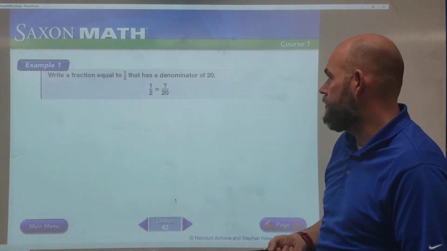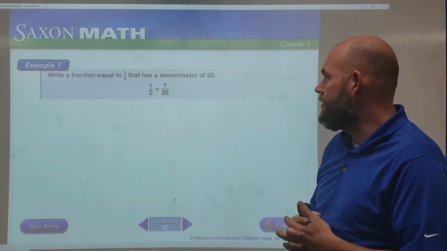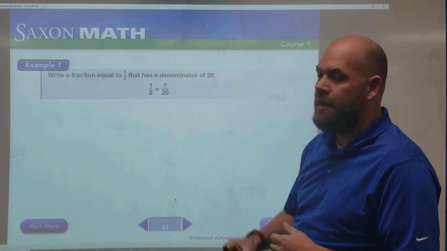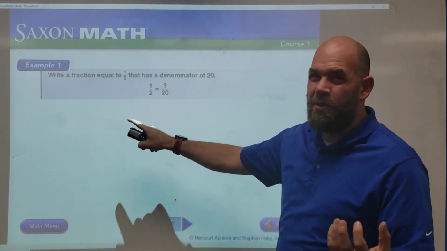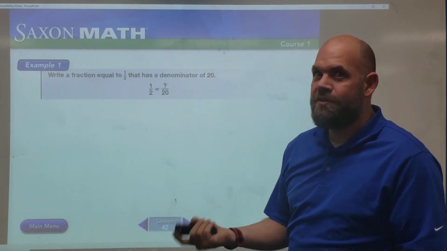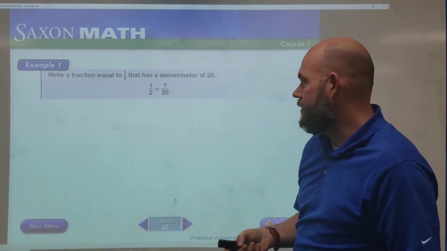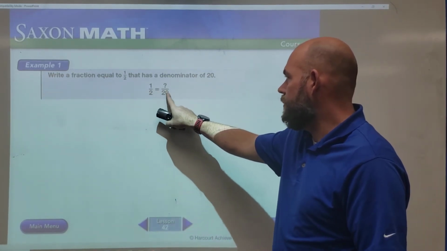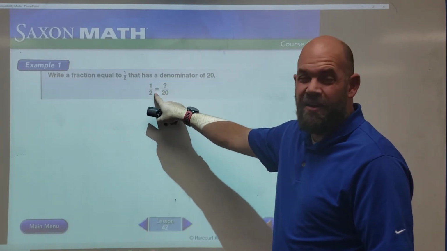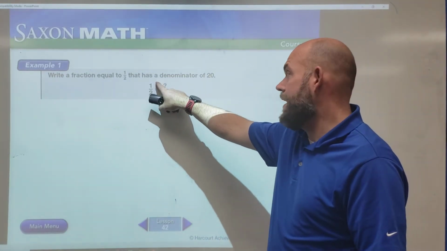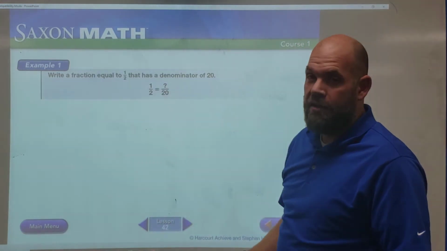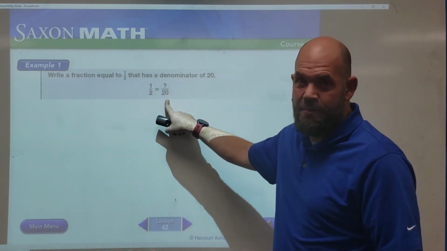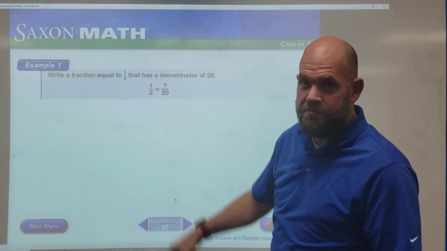They're equivalent fractions. So let's write a fraction equal to 1/2 that has a denominator of 20. Now in order to do that, we have to think 2 times what number equals 20? Well, 2 times 10 equals 20. We know that from our math facts. So we simply go 2 times 10 equals 20. Well, if we're going to have 10 in the denominator, we need to have 10 in the numerator as well. 1 times 10 equals 10. Is 10/20ths the same value as 1/2?